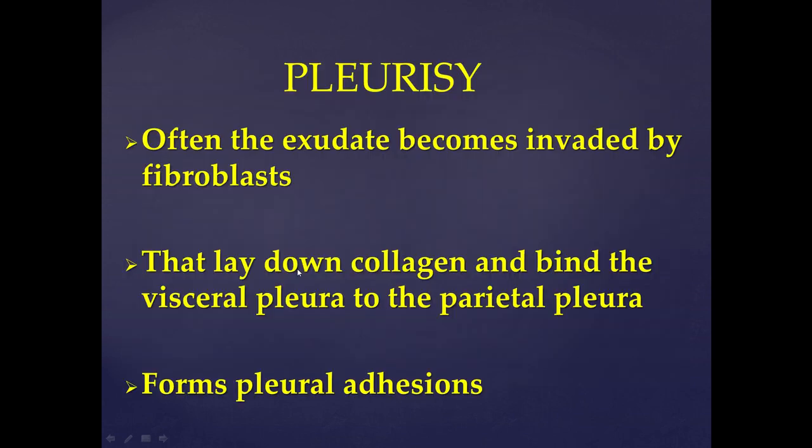This exudate, if we see the pathology, is invaded by fibroblasts, which lay down the collagen, and it results in binding of the visceral pleura to the parietal pleura, and adhesions are formed.